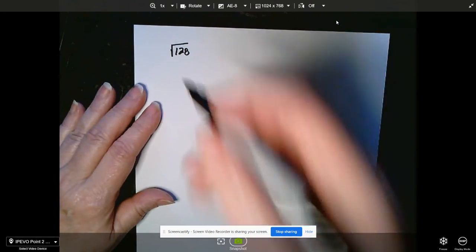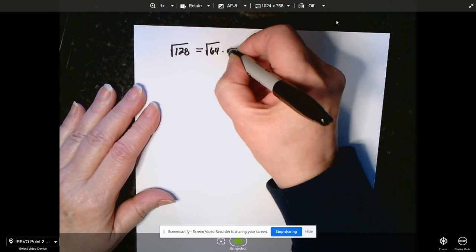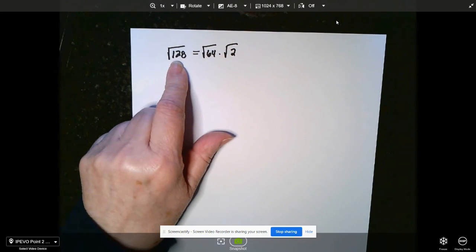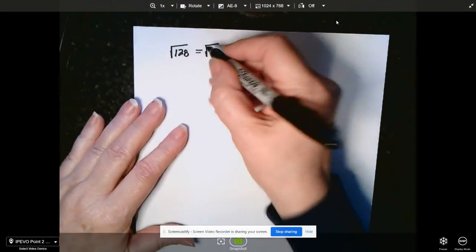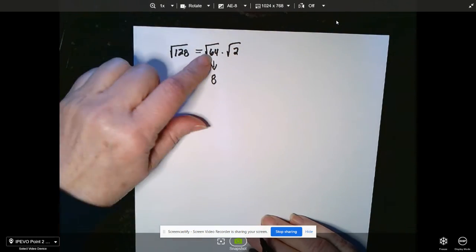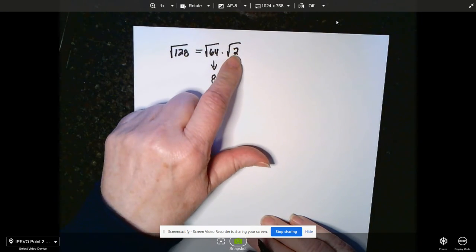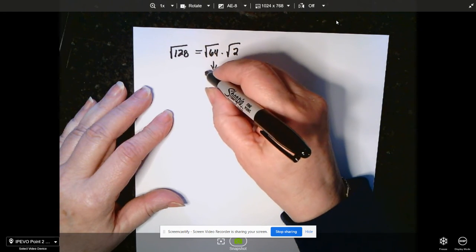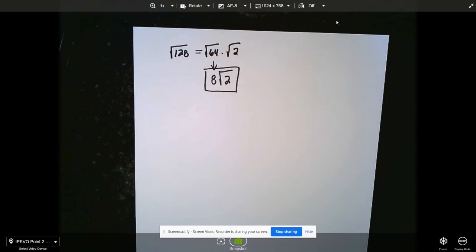So I can say, well, this is the same thing as the square root of 64 times the square root of 2. 64 times 2 is 128. Again, I haven't changed the problem, I've just rewritten it. But we know that the square root of 64 is 8, so I'm evaluating the square root of 64 as 8. But I don't know what the square root of 2 is because that's not a perfect square, so that's going to stay a radical. So the square root of 128 is 8 square root of 2.